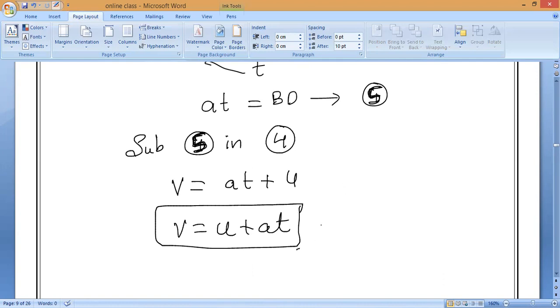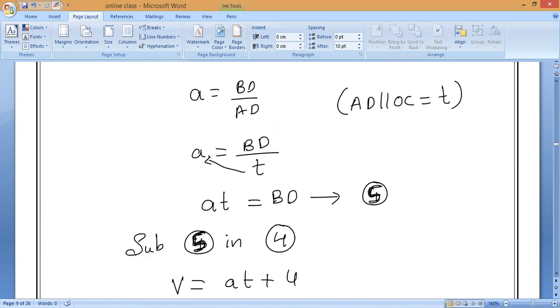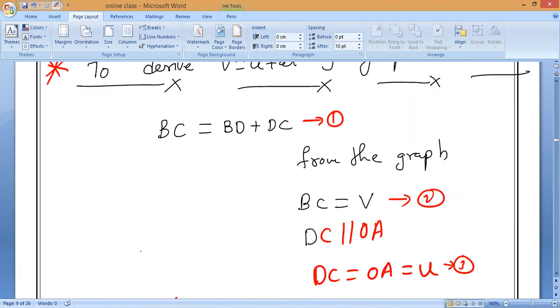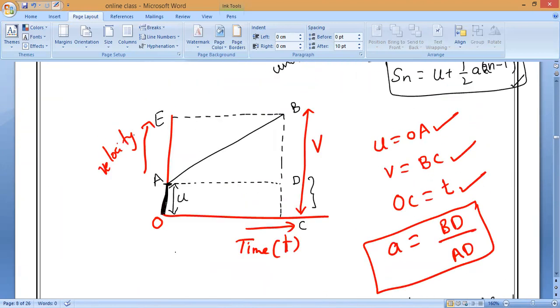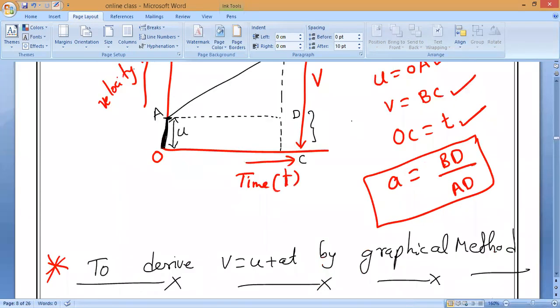So, this is the derivation of the first equation of motion, from the graphical method. If you want to derive the first equation, you need to know only the final velocity. If you know the final velocity, you can simply find it. Yes or no, guys? Yes, sir. Now start deriving, everyone. Please make it fast.